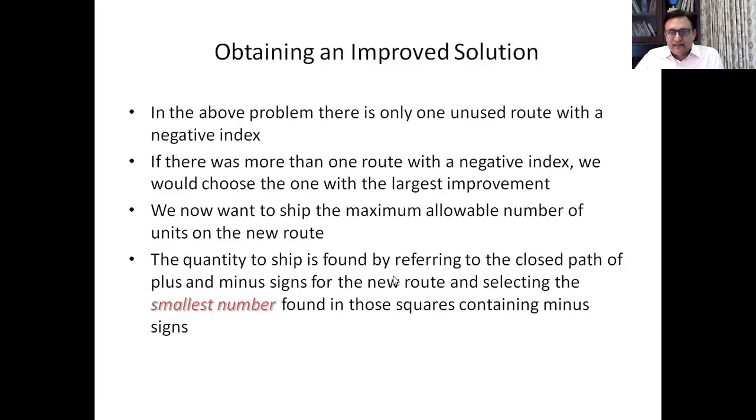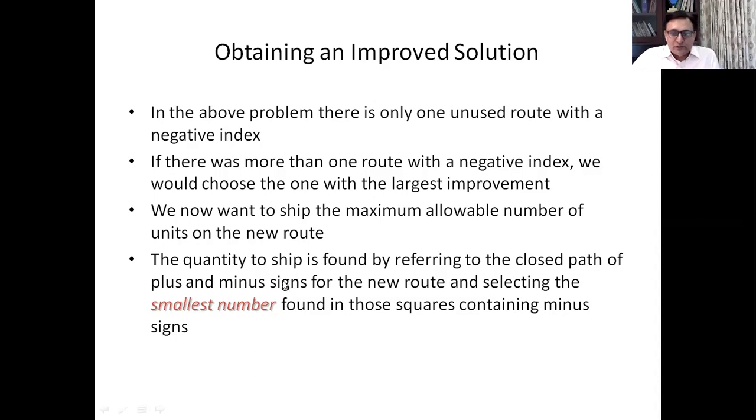So now in the above problem, there is only one unused route with a negative index. And if there is more than one route with a negative index, we would choose the one with the largest improvement. So we will take the largest negative value, and in that route we will be making the changes. So now we want to ship the maximum allowable number of units to the new route.